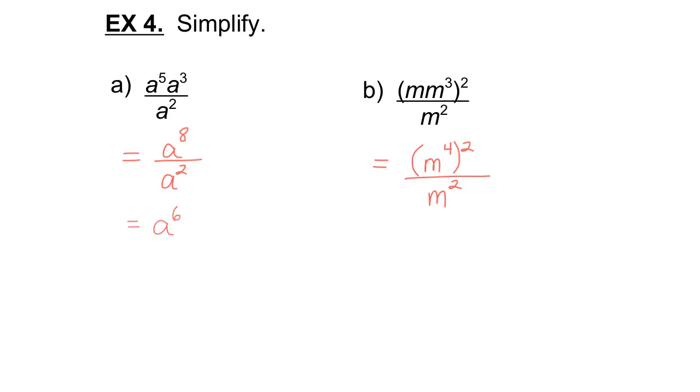Now I've got that to the exponent 2. So this is a power of a power. So I'm going to multiply my exponents. 4 times 2 is 8. So now I have m to the exponent 8 divided by m to the exponent 2. I'm dividing powers with the same base, so I'm going to subtract the exponents. 8 minus 2 is 6. So my answer as a single power is m to the exponent 6.